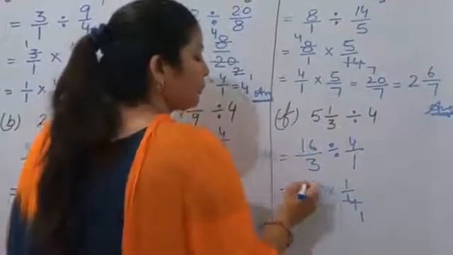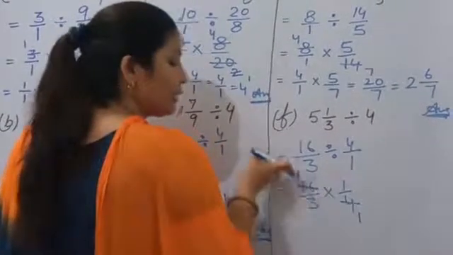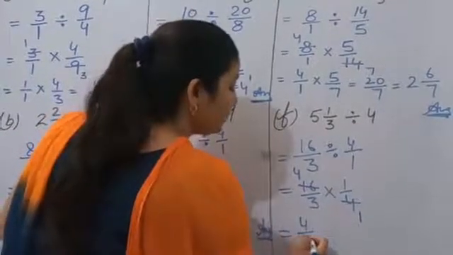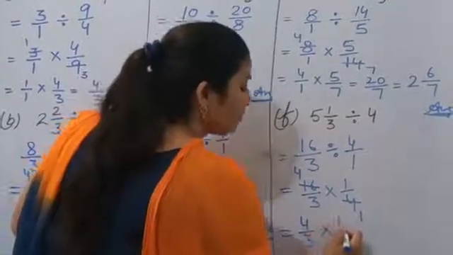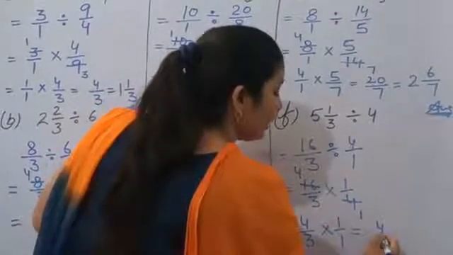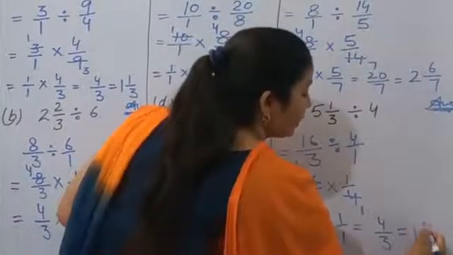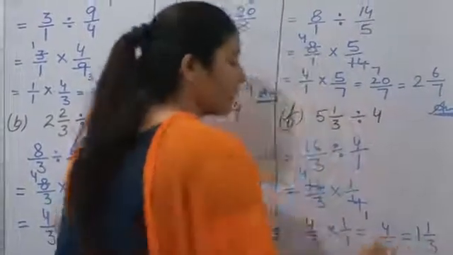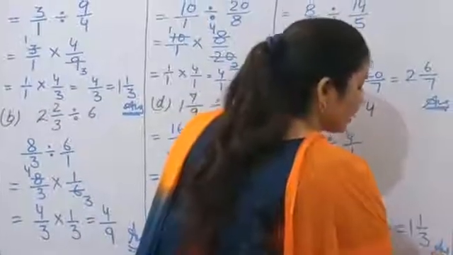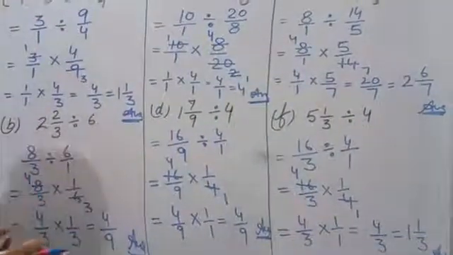16 divided by 4, 4 fours are 16. Now no one will cancel because in 3 table we don't have 4. So it comes 4 upon 3 multiply by 1 upon 1. Now 4 ones are 4 and 3 ones are 3. So it equals 1 whole 1 upon 3. 4 divided by 3, so you get 1 whole 1 upon 3. That's your answer. Like this you will solve. All the questions are the same. Division method is the same. Okay.